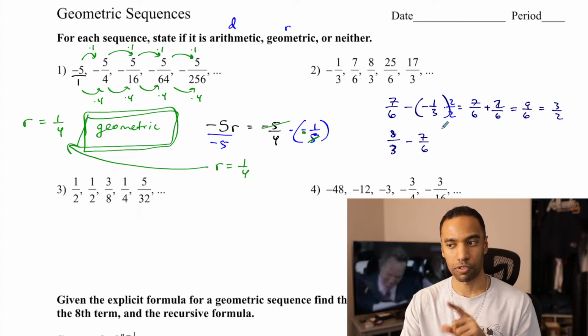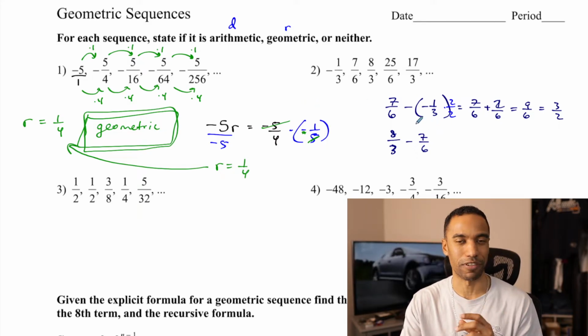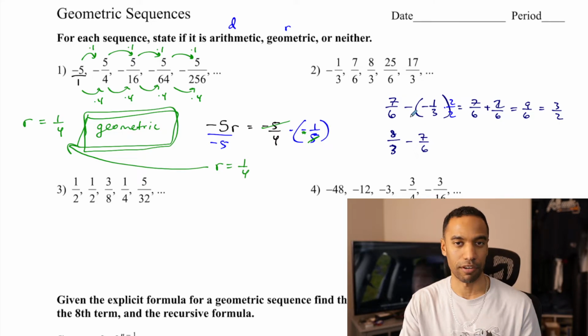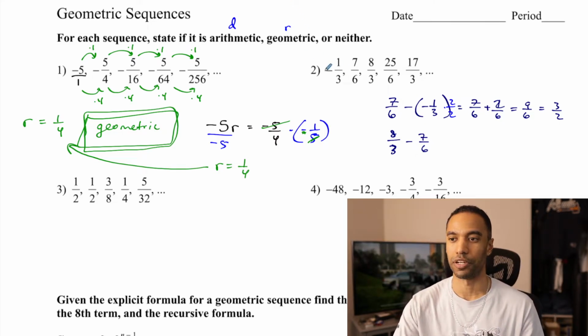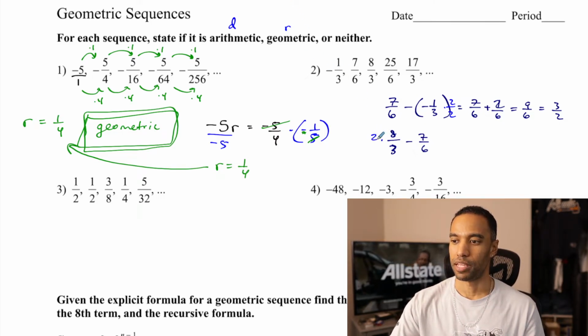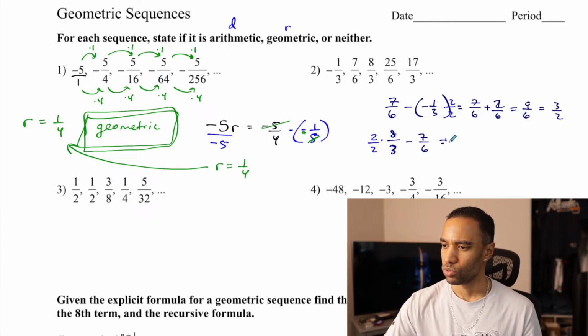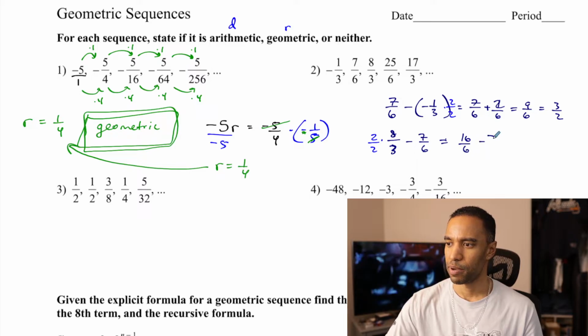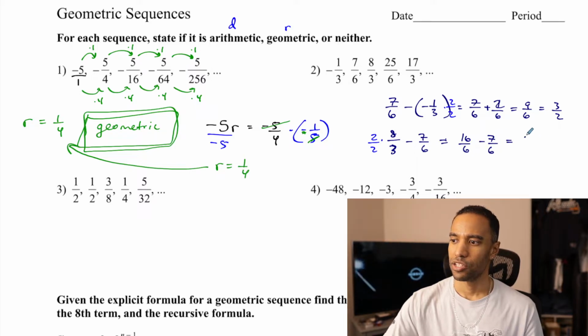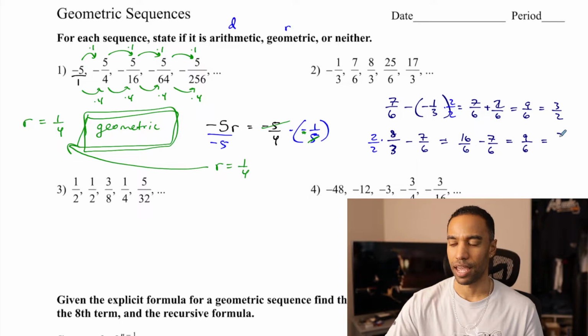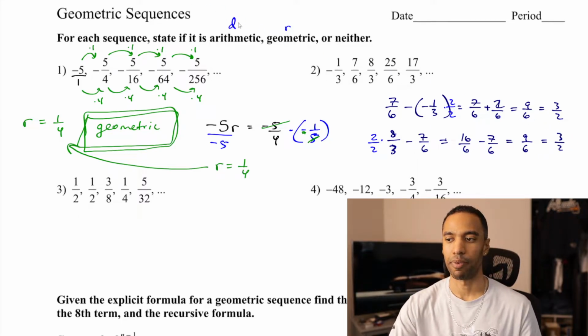A single test of two different differences means there won't be a common difference. And if there's not a common difference, then we're good. So let's check this one out. This would be times 2/2 right here, and we get 16/6 minus 7/6. Well, hey, that is also 9/6, so we get 3/2 again. Hey, this very well could be an arithmetic sequence.